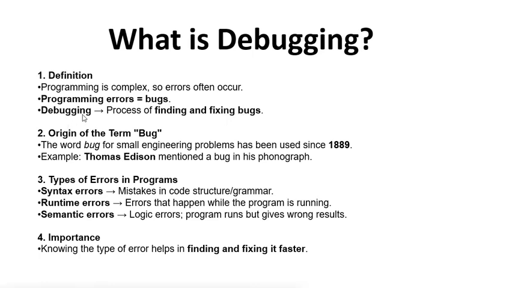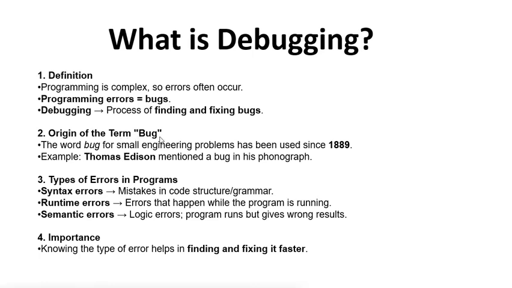Very simple, right? Find the bug. Bug means programming error. Wherever errors occur in a program, that is called a bug. Debugging means the process of finding and fixing the bugs.